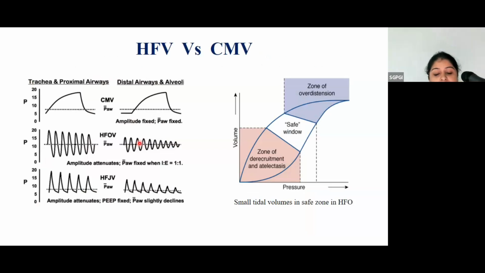Now we can see in high frequency ventilation, that is the first image shown here, there is pressure attenuation. It shows that the amplitude which is being delivered gradually attenuates, and there is less of pressure swings reaching the alveoli in the distal airways, while the mean airway pressure remains constant throughout. And this is the pressure volume relationship shown here. This is an inspiratory curve and this is an expiratory curve. And there are two zones. One is the zone of atelectasis and the other is the zone of overdistension. So our goal is to ventilate in the safe window for the babies, and high frequency ventilation helps us in ventilating them in the safe zone.